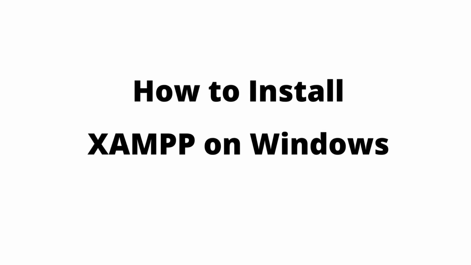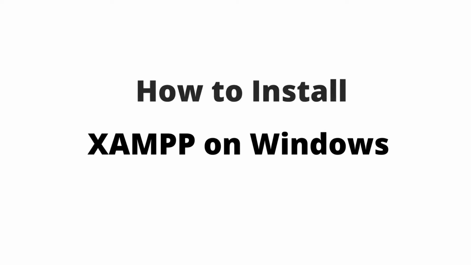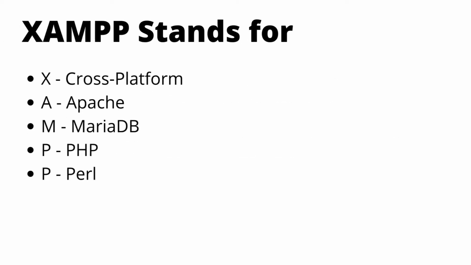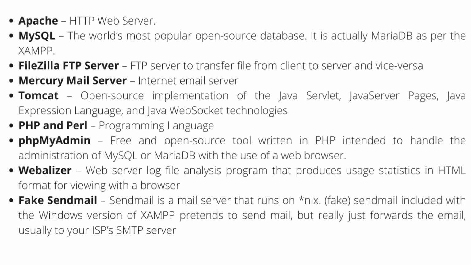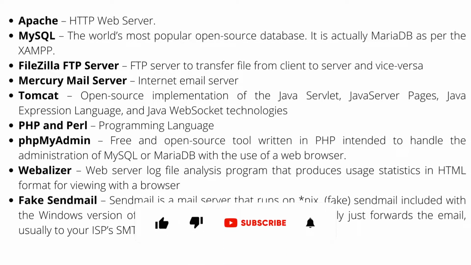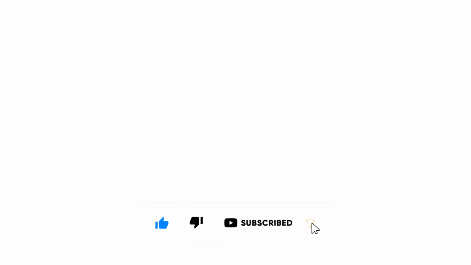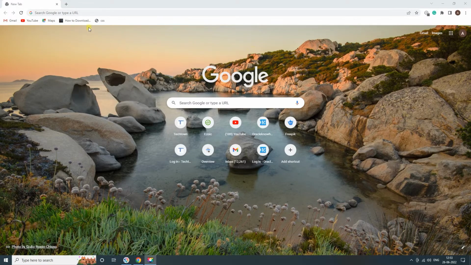Hey guys, in this video I am going to explain how to install XAMPP on the Windows 10 operating system. Now XAMPP is a completely free, open source and easy to install Apache distribution containing the Apache HTTP server, MariaDB, PHP and Perl, and other supporting modules like FileZilla, Tomcat, Mercury, etc. So let's go ahead and try to install XAMPP on Windows 10.